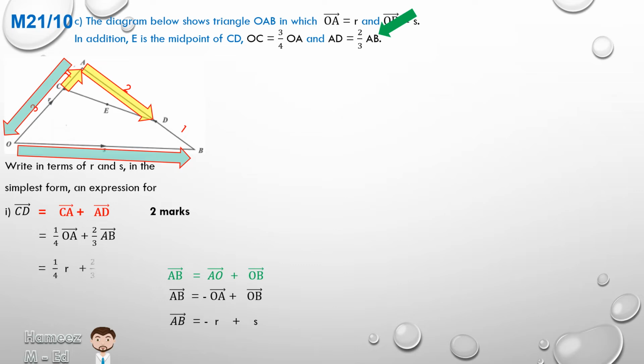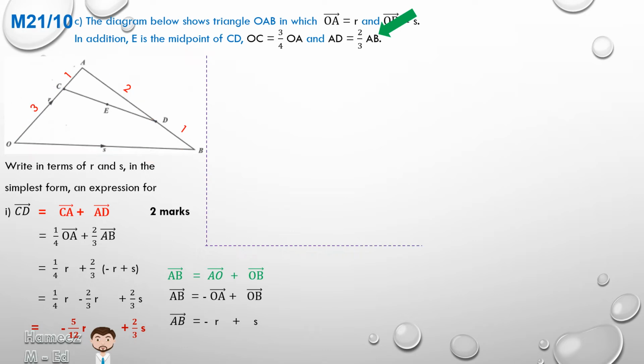It's going to give us 1/4 R plus 2/3 of what we just solved for AB, minus R plus S. And if we expand the brackets, we're going to get 1/4 R. 2/3 times minus R is minus 2/3 R. 2/3 times S is 2/3 S. So we're going to get 1/4 R minus 2/3 R. Remember, you have a calculator. You can put it in fraction mode and solve, and that will give us minus 5/12 R plus 2/3 S. And that is CD.